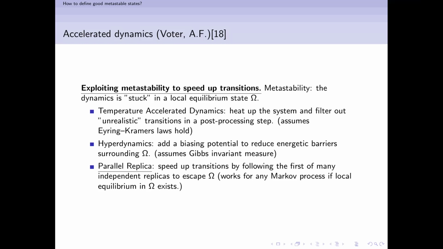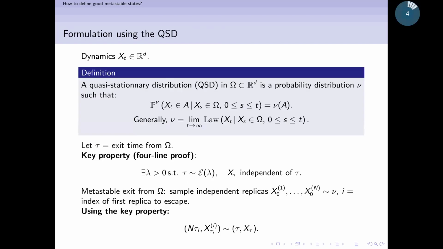I also mention briefly that there are other techniques like temperature accelerated dynamics, where you speed up transitions by heating the system and then apply some correction, and hyperdynamics, where you bias the potential to reduce the energy barrier. But this is a very general approach. The only thing it assumes for the dynamics is that it's Markovian, and that there is some notion of local equilibrium in this state omega. So how do you formalize this mathematically?